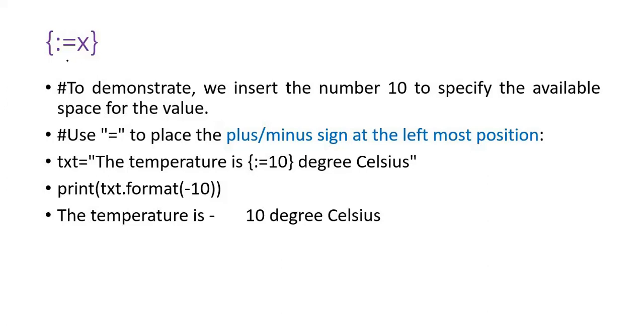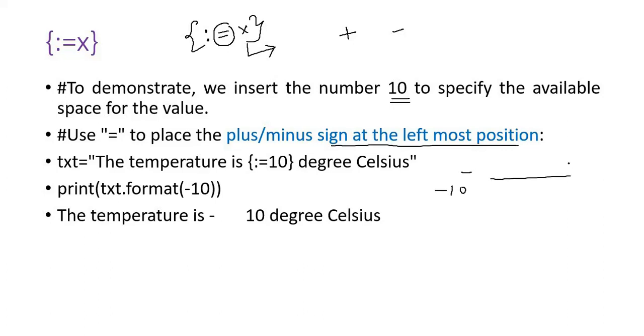Again, this we will use rarely. Within the placeholder, colon, I have used equal to, then some number. As usual, with this number you will have that much character space. With this equal to, suppose I am using a plus symbol or minus symbol, that should be aligned at the leftmost position. I don't want minus 10 like this. I want minus here, then some space, then 10.